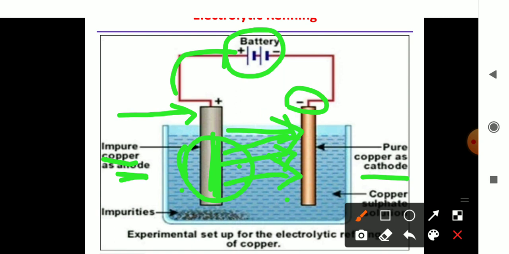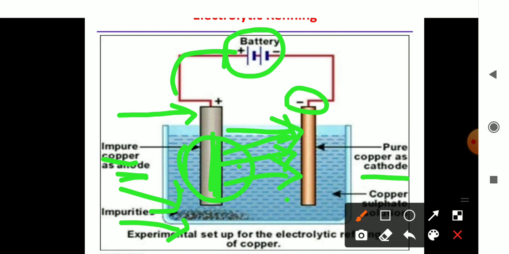Then what happens to the impurities? The impurities are left behind at the bottom, and these are called anode mud. Since we are getting them from the anode, they are called anode mud. Is it clear, students? Anode and cathode are connected by means of a power supply.